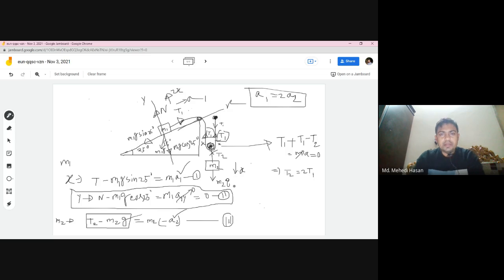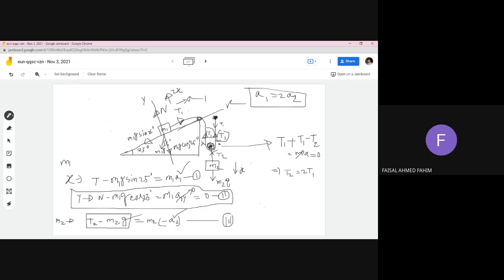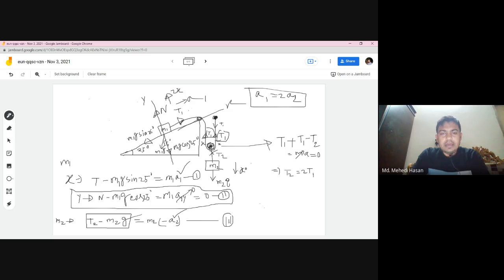Sir, so basically the acceleration and movement depend on T1 and T2, right? Yes. Normally acceleration depends on the tension, and also depends on the segments of the string.